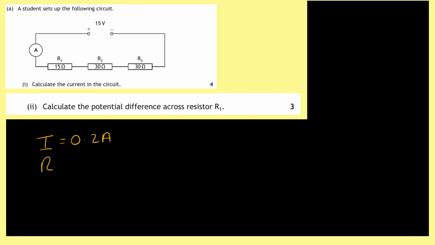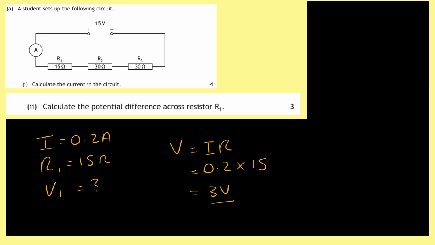Resistance R1 is equal to 15 ohms. And we want to find V1, the voltage across it. So V is equal to IR, is equal to 0.2, or 1/5, multiplied by 15. 1/5 of 15 is 3 volts.